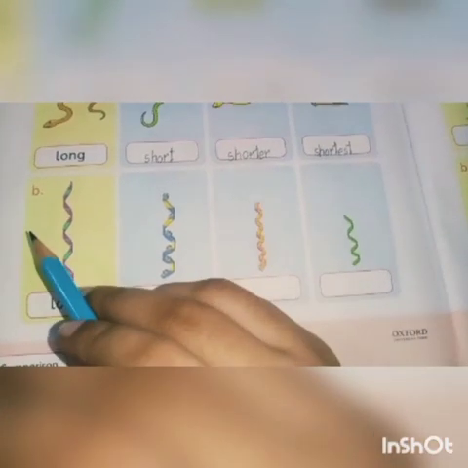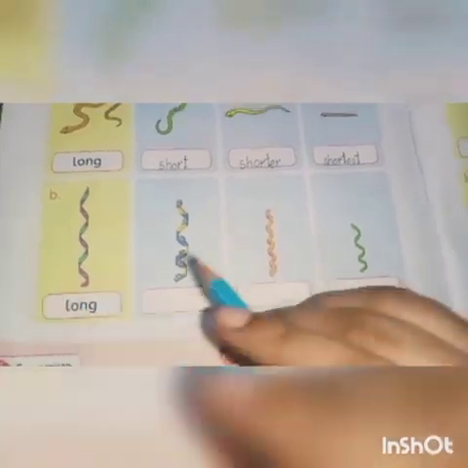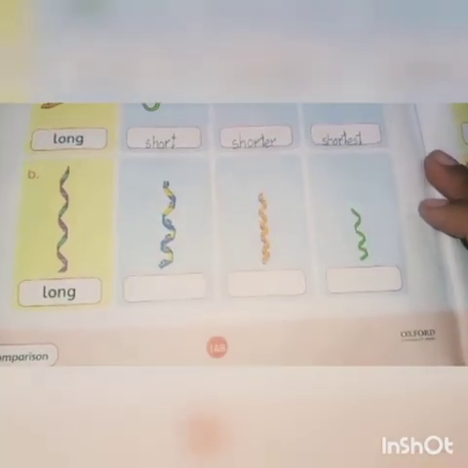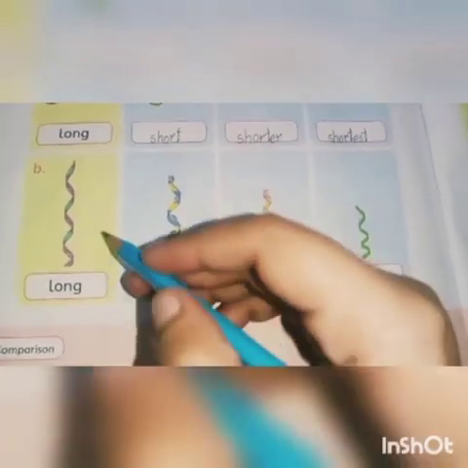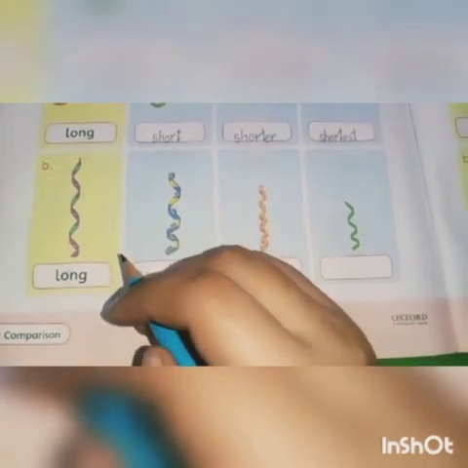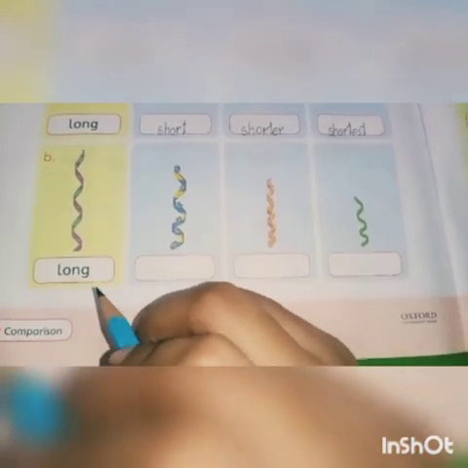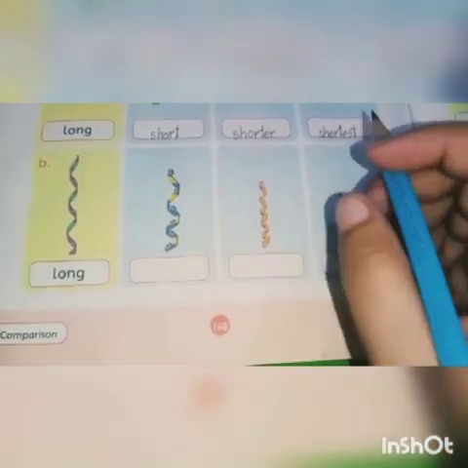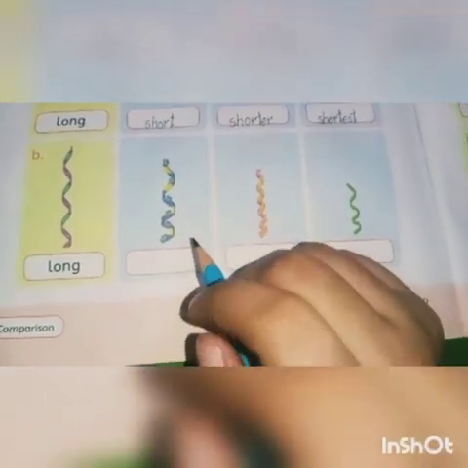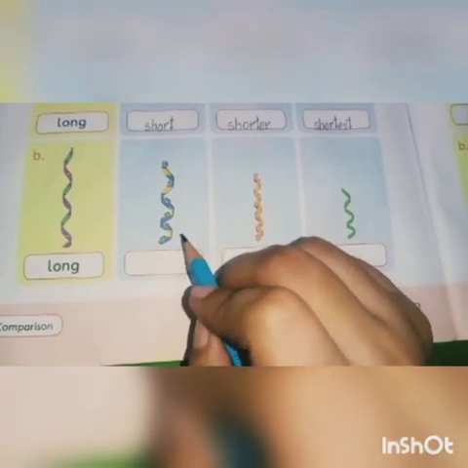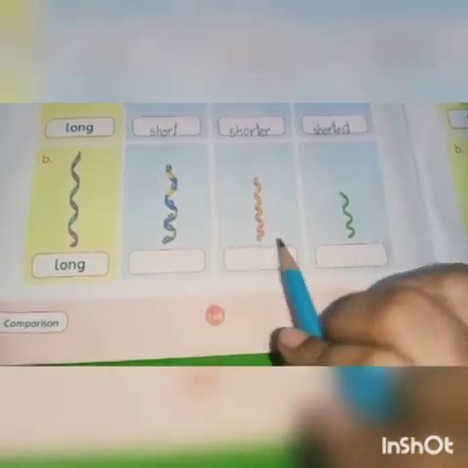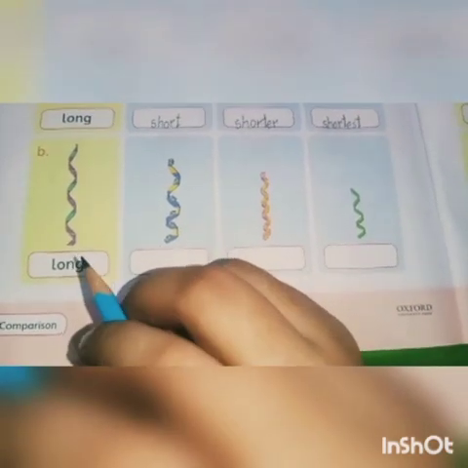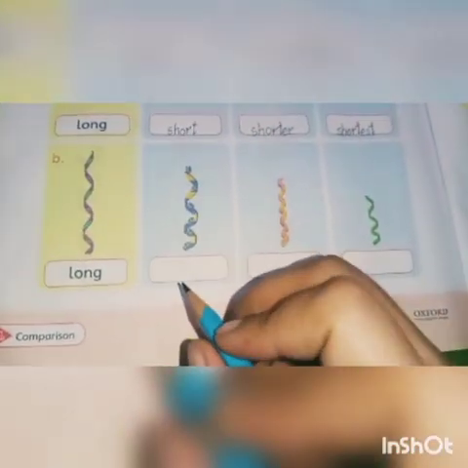Here we have point B. At point B, here we have four ribbons. We are going to differentiate by their lengths. Here we have the first ribbon, and this one is long because long is already written in the box. Go for the next one. Here we have one more ribbon, and we can see this ribbon is longer than these two ribbons and shorter than this one. So we are going to write short in the box.